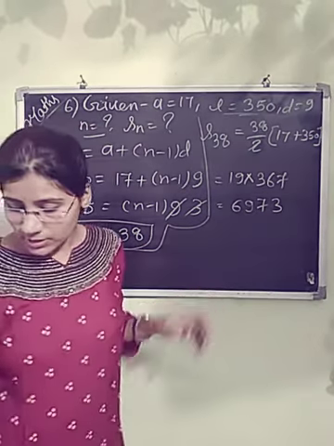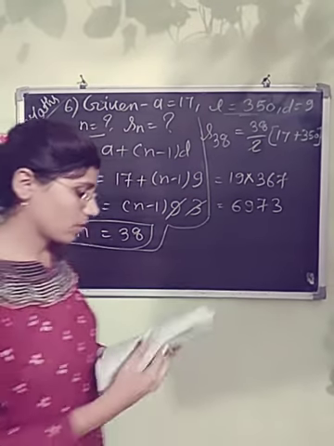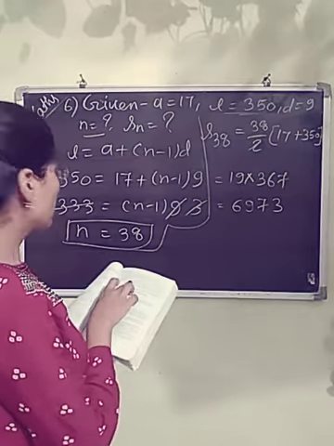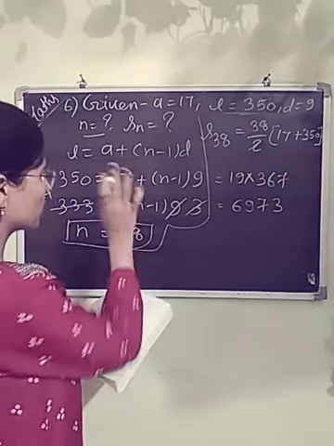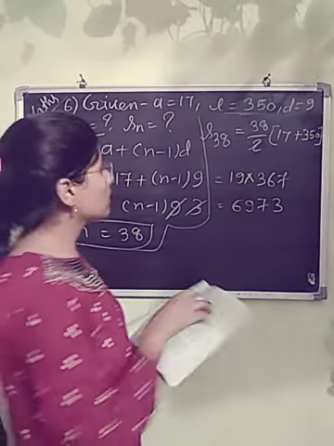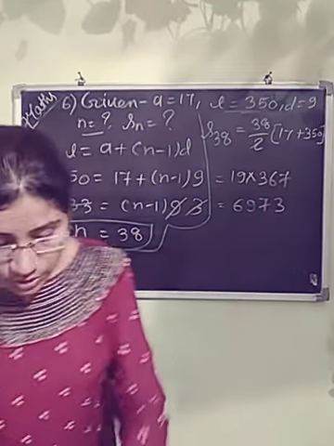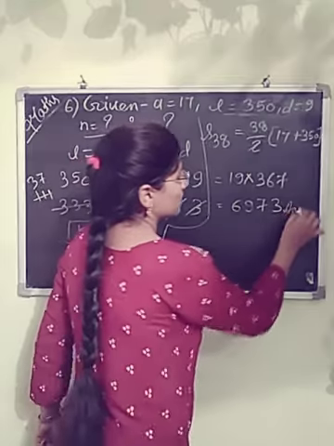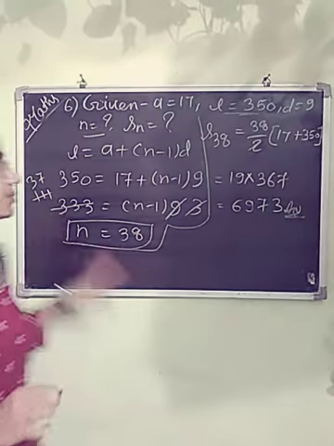Fine. Only two things are needed. First, how many terms, that means N. Okay, we have done. And what is their sum? Okay, so these two things we already get, and this is your answer. Okay, please note it down.